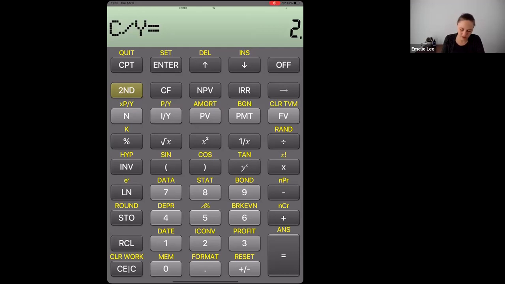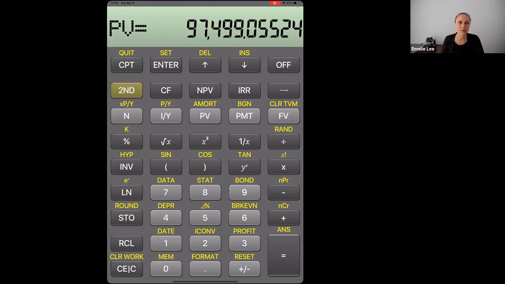Hey, nice, it's already in there. And I'm compounding, I think it was 2, semi-annually. Oh, nice. So now I can compute the present value, which is the value that they're paying off, or I can't remember who it was. Okay, so I get 97,499.05524. Let me just jot that down so I don't have to do it again.